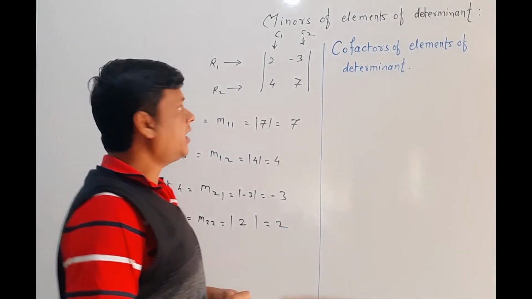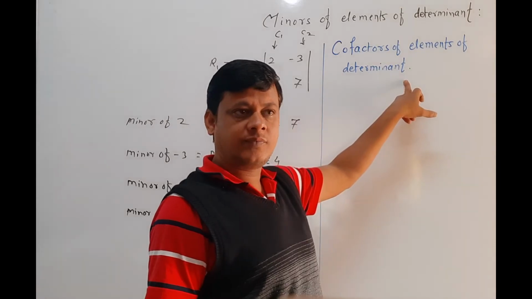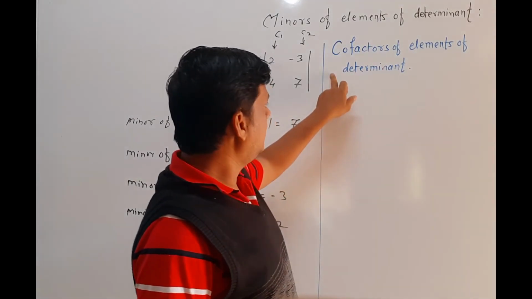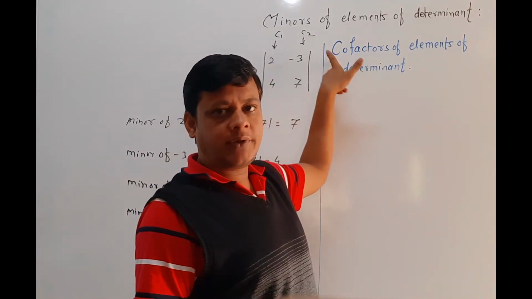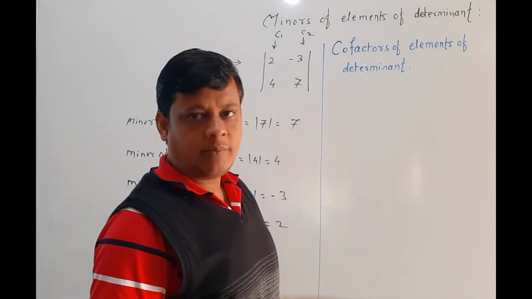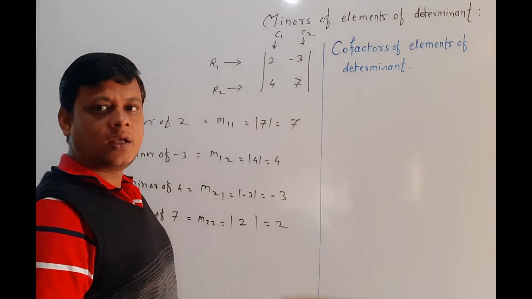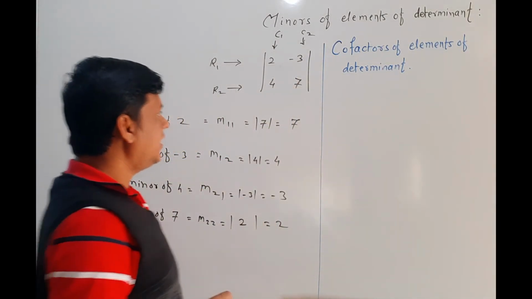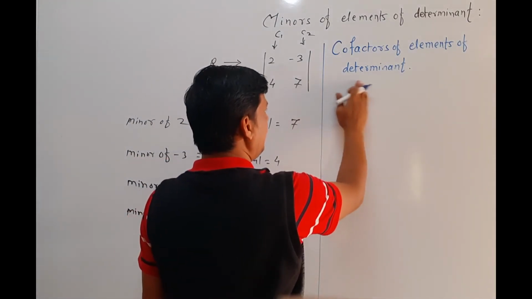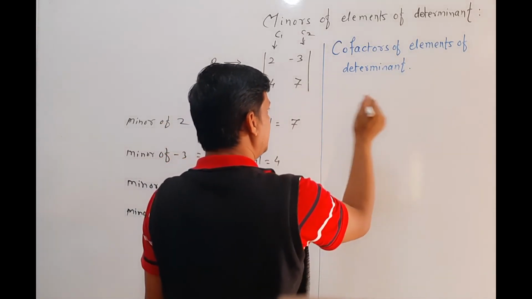Now the next topic is cofactors of elements of a determinant. While finding the cofactors of elements of a determinant, first we have to find the minor of those elements, then we find the cofactors of the elements of that determinant. So we use a formula for calculating the cofactors of elements of a determinant.